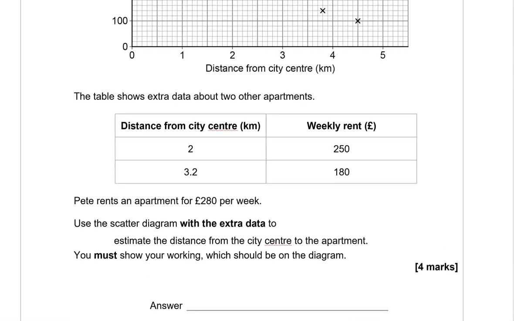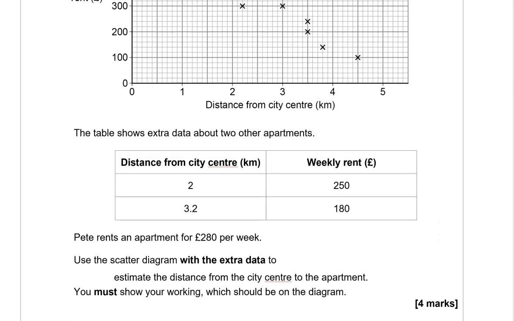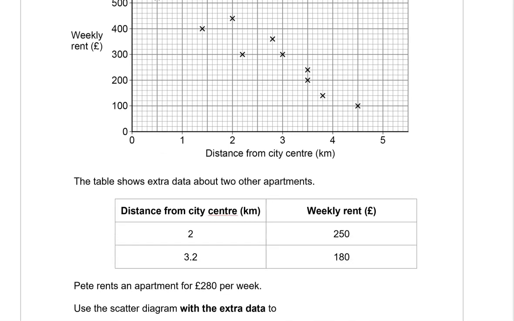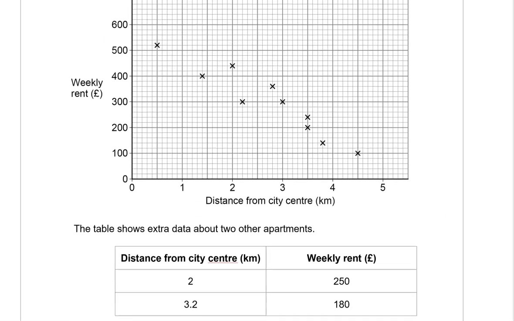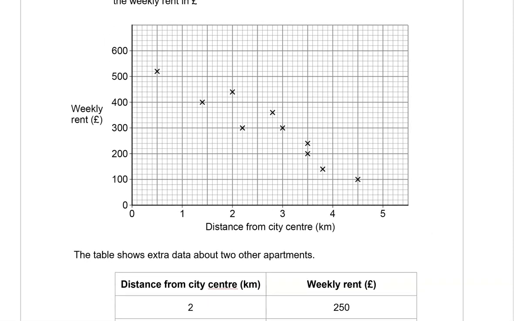So the first thing will be to represent the extra data on the graph. We've got 2 other apartments. The first one, distance from the city centre is 2 kilometers. Weekly rent is £250. So distance 2 and weekly rent is 250.